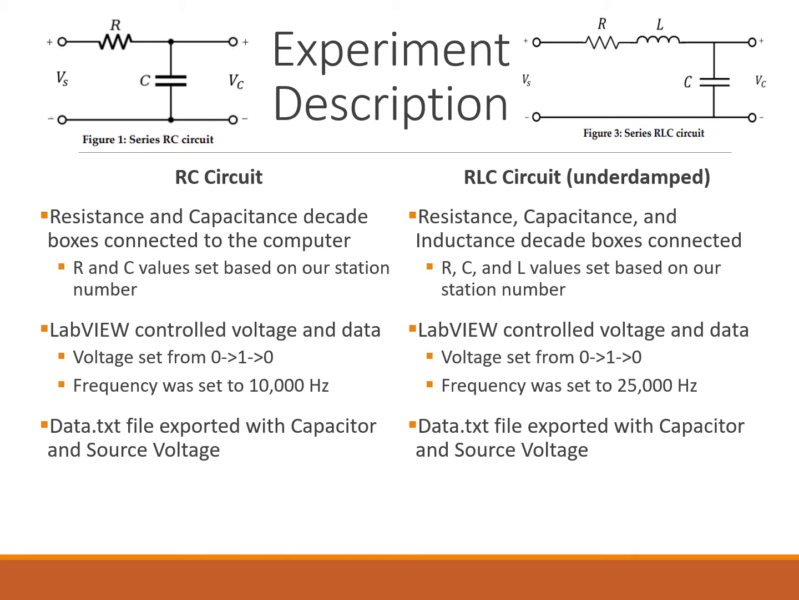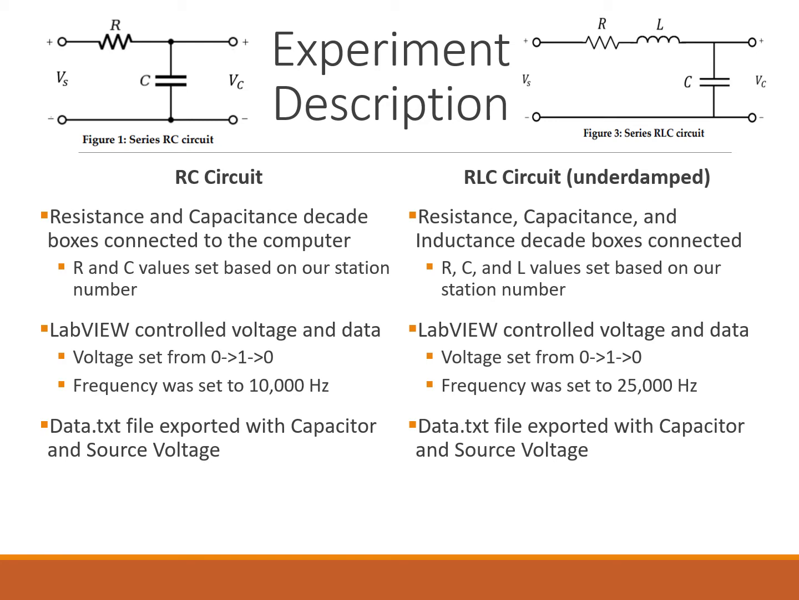For the RC circuit, a resistance and capacitance decade box was connected to the computer to create a circuit. This was done so LabVIEW can control the frequency and voltage. The frequency was set to 10,000 Hz, and as LabVIEW recorded the data, the voltage was switched between 0 to 1 volt and then back to 0 volts. This data contained the capacitor and source voltage, which was then exported to be analyzed in MATLAB.